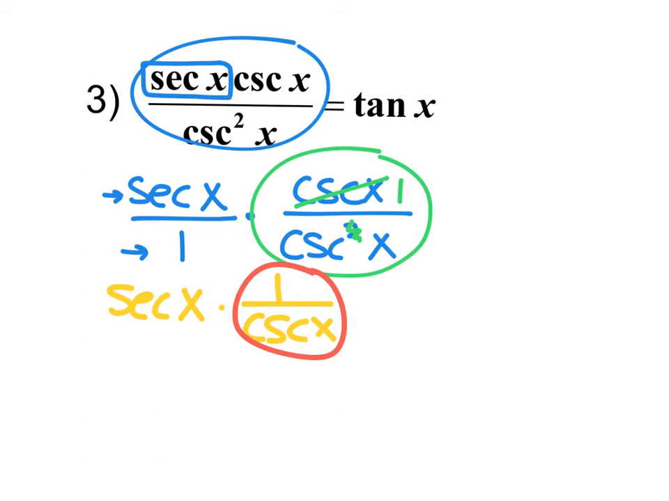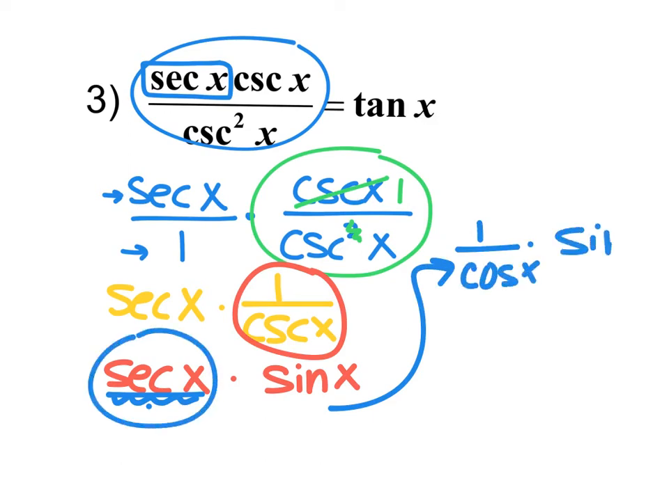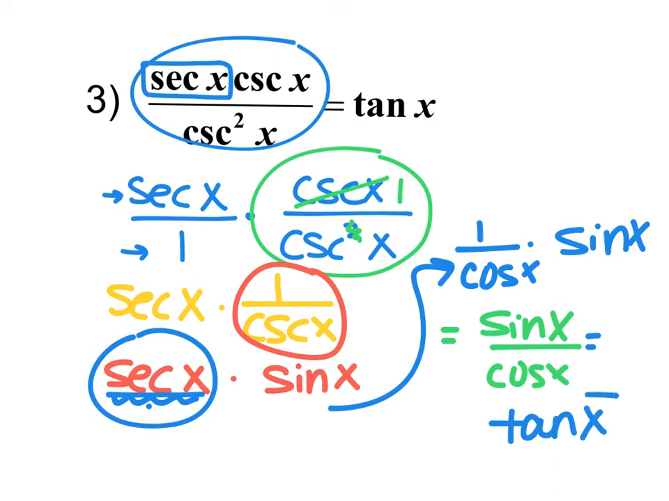So now I got secant x times sine of x. All right, well, guess what? Secant is 1 over cosine. So I'm going to go back up here, guys. This is 1 over cosine x, because that's what secant is, times sine of x. Let's make that one fraction. So that's sine of x over cosine of x, oh yeah, which is equal to tangent of x, which is what I wanted.